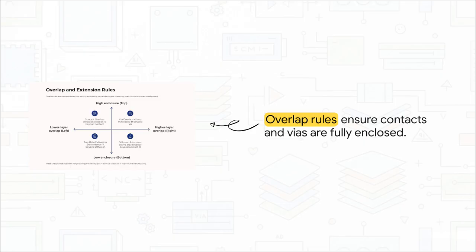A polygate must extend at least 1 lambda beyond the diffusion area. Similarly, diffusion has to extend 1 lambda beyond a contact, and metal layers must extend 1 lambda beyond a via. It guarantees that even with those slight misalignments, the connection remains fully enclosed and perfectly sound.